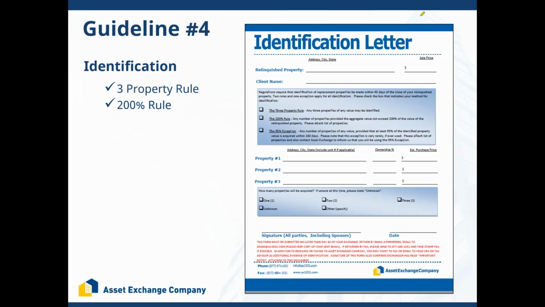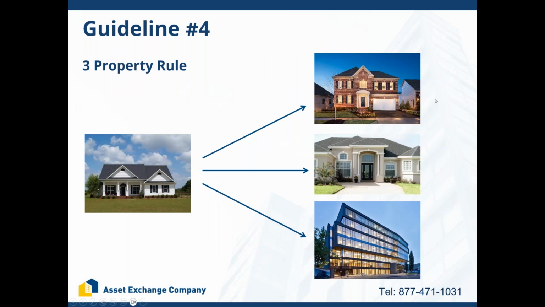So take a look at your screen. This is the identification letter that you will use if you work with my company. Your exchange officer will provide you with this letter and remind you to fill it out on time. When you fill out this letter, there are essentially 2 options for how to complete the letter. Option number 1, you can use the 3 property rule to fill out the letter. The 3 property rule allows you to submit 1, 2, or 3 properties.